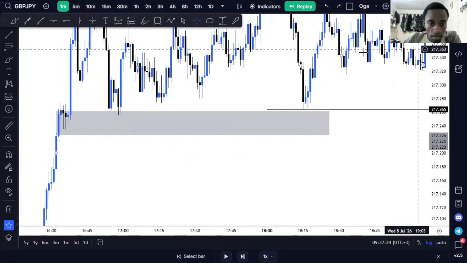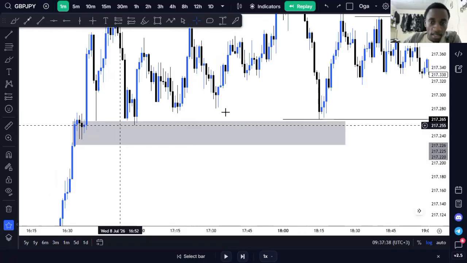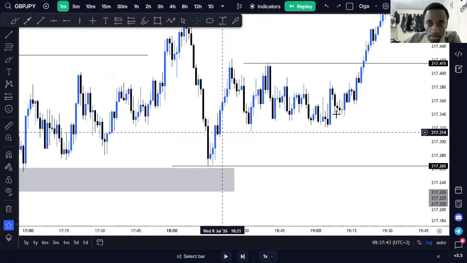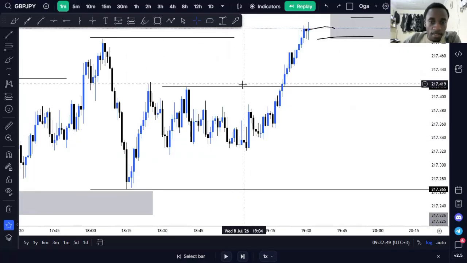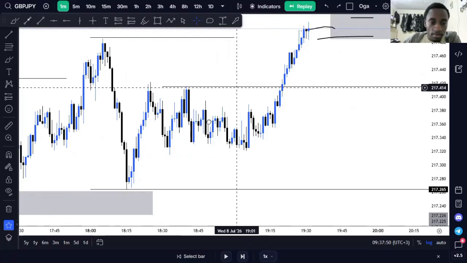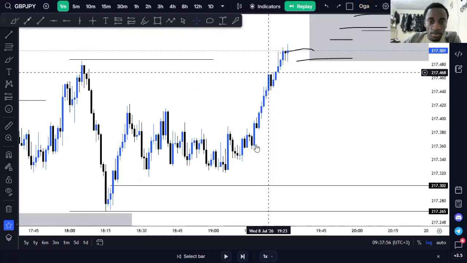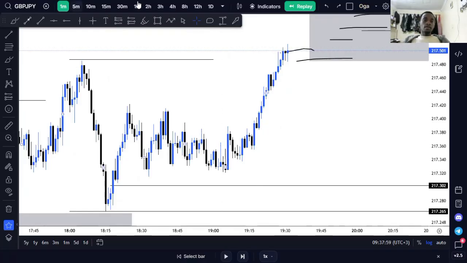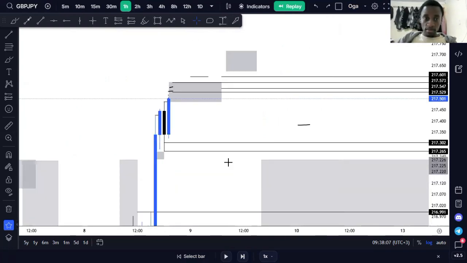On the 1 minute, we had an area, a pullback inside it, and then liquidity left, took this one and pushed higher. So maybe if it pulls lower, it can come to this point, or just come to this area or this one. I've said the best thing is marking your point of interest, and then you wait for confirmation inside it.